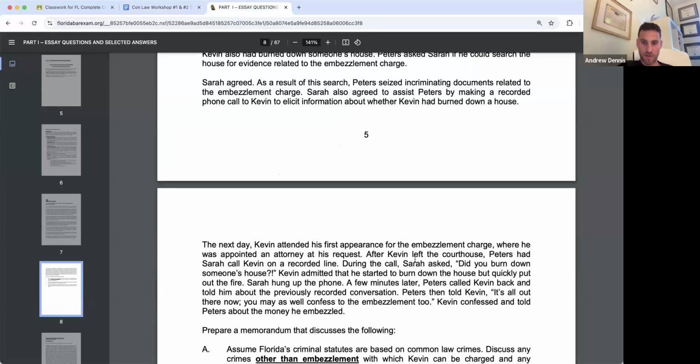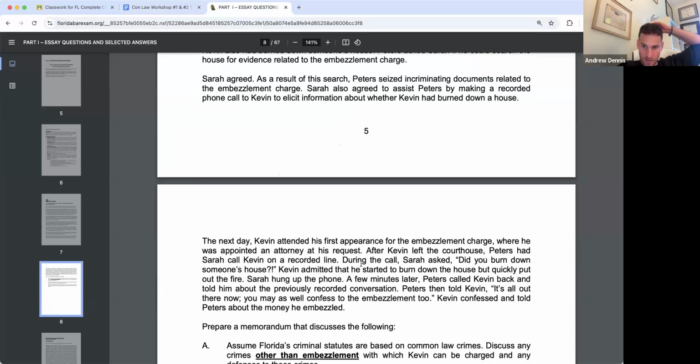After Kevin left the courthouse, Peters had Sarah call Kevin on a recorded line. During the call, Sarah asked, "Did you burn down someone's house?" He admitted that he started to burn down the house, but quickly put out the fire. Sarah hung up the phone. So he had Peters.